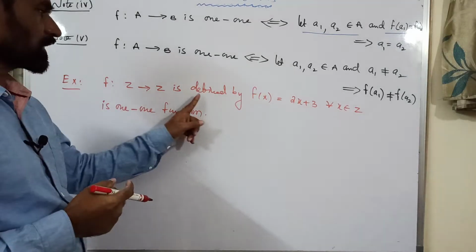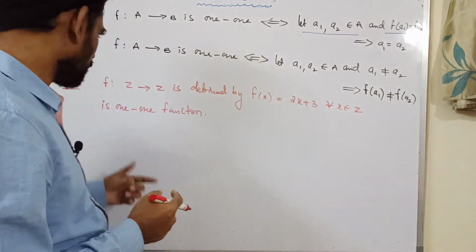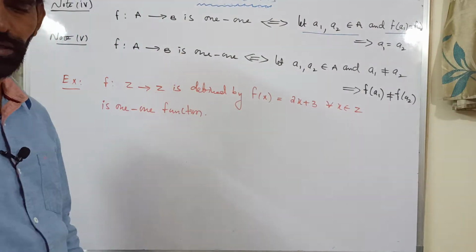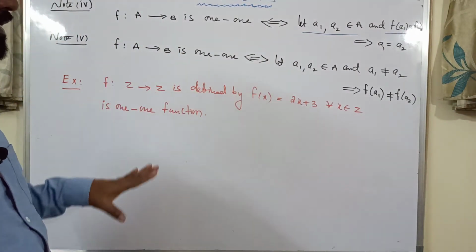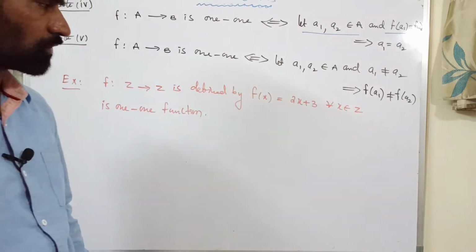f from Z to Z is defined by f of x equals 2x plus 3 for all x belonging to Z. Is it a one-one function? I am going to show how to prove whether it is one-one or not, using the theoretical definition.